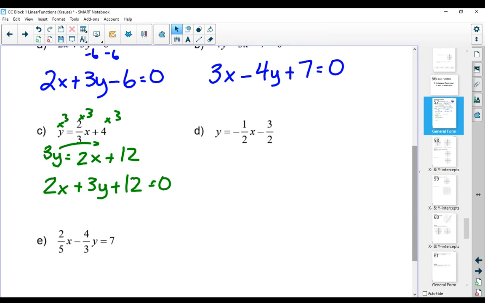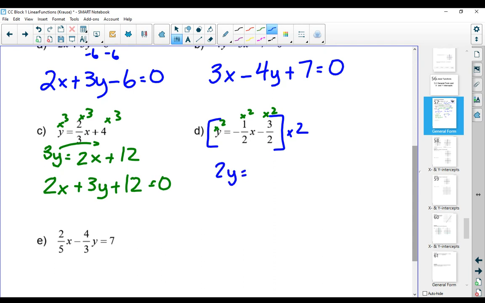For the next question, we've got y equals negative 1/2 x minus 3/2. So we're going to multiply everything times 2. So we can put brackets around the entire equation, or we can go through and multiply each individual term by 2. Both notations are accurate. So we're going to have 2y, negative 1/2 times 2 is negative 1x, and then minus 3/2 times 2 is a negative 3.